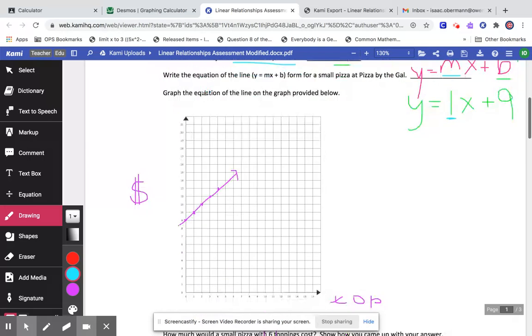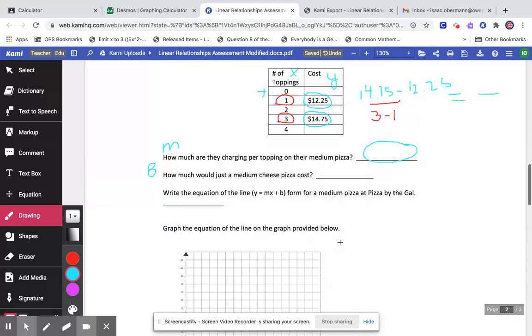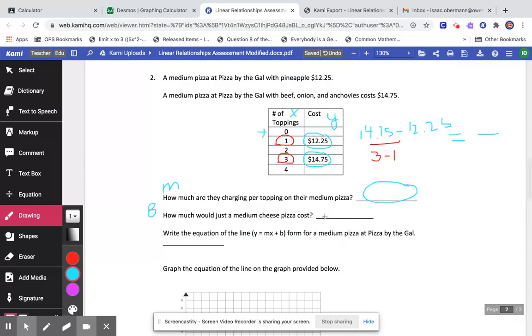Okay? Or I could use my equation here by doing $1 times the number of toppings I want, 6 plus 9. So I did 1 times 6 plus 9 is equal to 6 plus 9 is 15. So there it is. Okay. Number 2's kind of started there for you. So there it is, number 2.